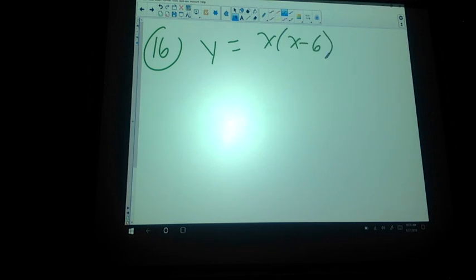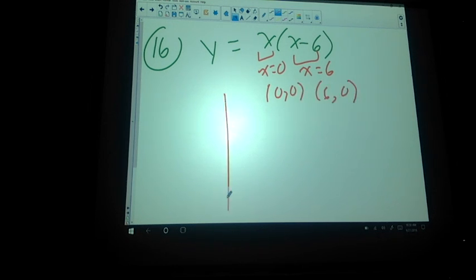Okay, this is actually in factored form. If there's nothing with the x here, that means that's going to yield me x equals 0, and this is going to yield x equals 6. So that will give me 0, 0, and 6, 0 as my roots. There's my 2 roots. Halfway in between, I go 1, 1, another, another. So it looks like 3 is in between. So my axis of symmetry is x equals 3. My vertex is going to be 3, something.